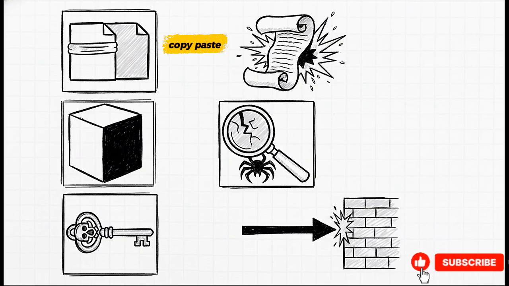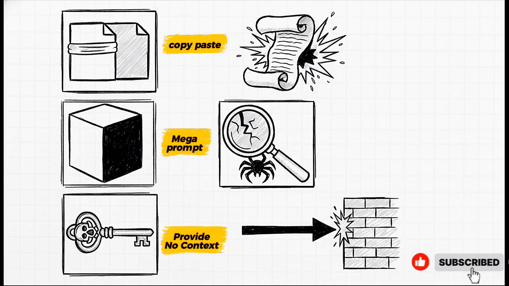Number 1, blind copy-paste. Never ship AI code without reviewing it first. 2, the mega prompt. Don't ask it to build your entire startup in one giant message. You've got to break it down. 3, providing no context. 4, ignoring tests. Untested AI code is a huge liability.